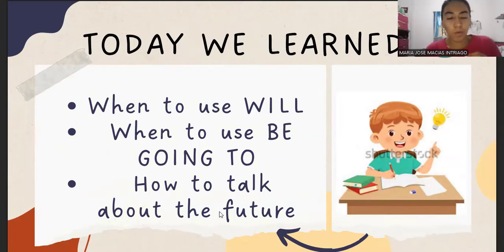To close the lesson and summarize the key points: will is used for predictions and spontaneous decisions, and be going to is used for plans and intentions. That's the meaning of this lesson.